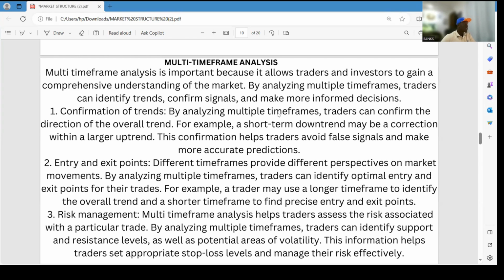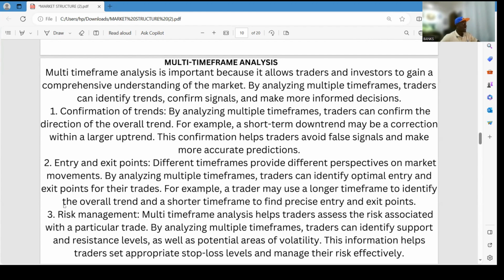So our first point is confirmation of trends. By analyzing multiple time frames, traders can confirm the direction of the overall trend. For example, a short-term downtrend may be a correction within a larger uptrend. This is what I said earlier on. They are saying a short-term downtrend will be a minor correction on an overall uptrend.